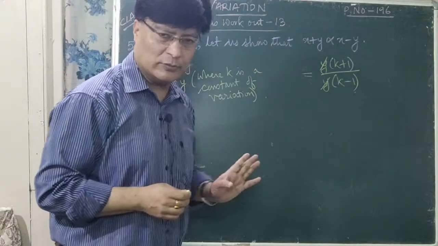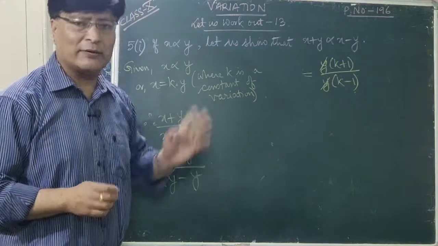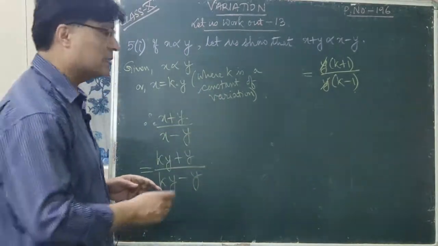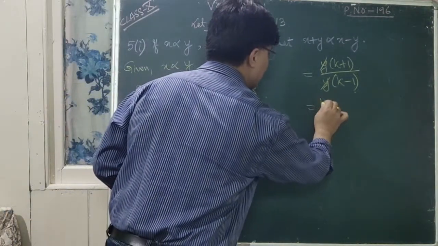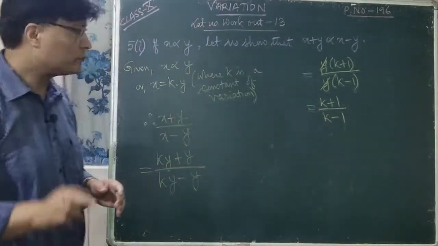यहाँ equal नलेख्नु, किनभने यो इक्वेसन होइन नि त. तो इक्वेसन होइन भने चाहिँ you can write is equal to sign. ठीक छ? So y cancel भएपछि कति आयो? k plus 1 upon k minus 1.